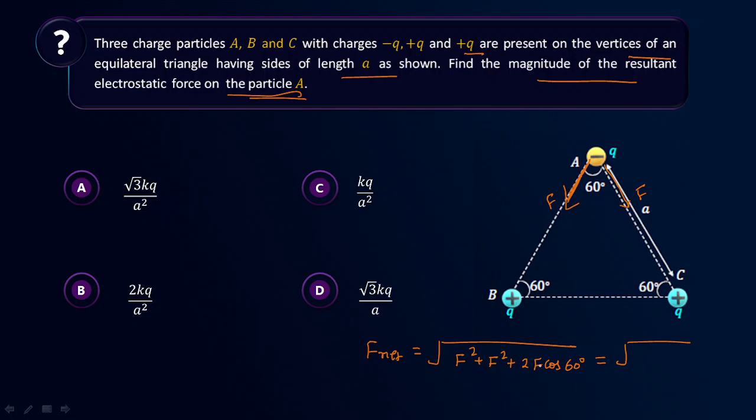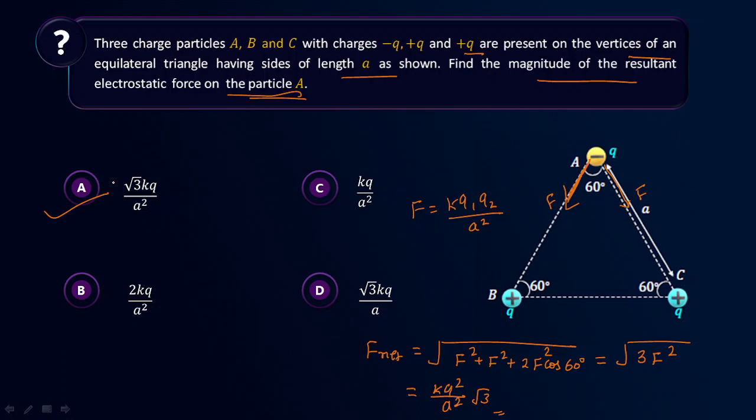Root under, sorry, F1, F2, no? So F square, so it will become how much? 3 F square, root 3 F. And F is how much? Here F will be equal to K Q1 Q2 divided by a square, and Q1 Q2 is q square only. So this will become how much? K q square divided by a square, root 3. So from here if I want to check, the answer will be which one?